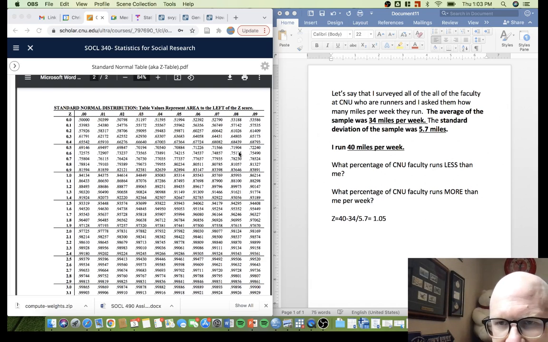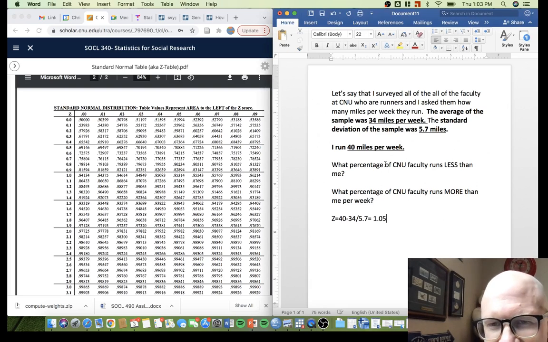I'm going to give you an example, and this is a totally made-up example. These numbers are probably not correct. But let's say I surveyed all of the faculty at CNU who are runners, and I asked them how many miles per week they run. The average of the sample was 34 miles per week. The standard deviation was 5.7 miles. I personally run 40 miles per week. What percentage of CNU faculty runs less than me? And the flip side, what percentage of CNU faculty runs more than me?